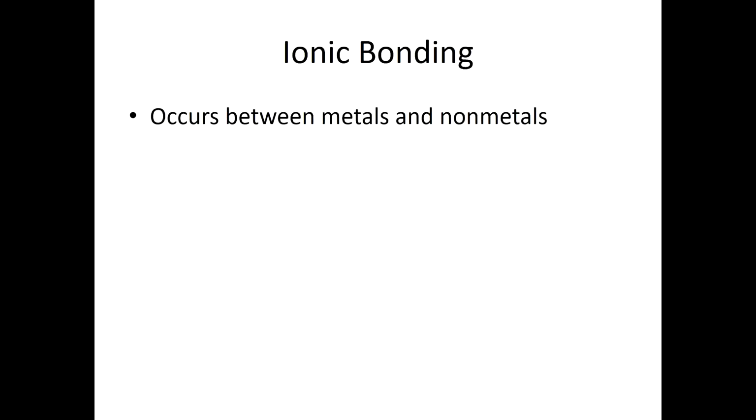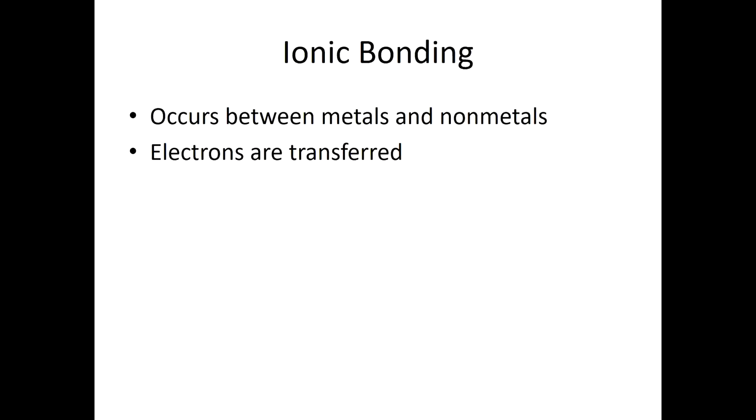All right, now we're going to talk about bonding. So there are two types of bonding we're going to focus on, and that is ionic and covalent bonding. Now, ionic bonding is going to occur between metals and nonmetals. As you remember, hopefully from Unit 4, metals tend to lose electrons to be stable, and nonmetals tend to gain electrons to be stable. So when an ionic bond forms, a metal loses its electrons to the nonmetal.